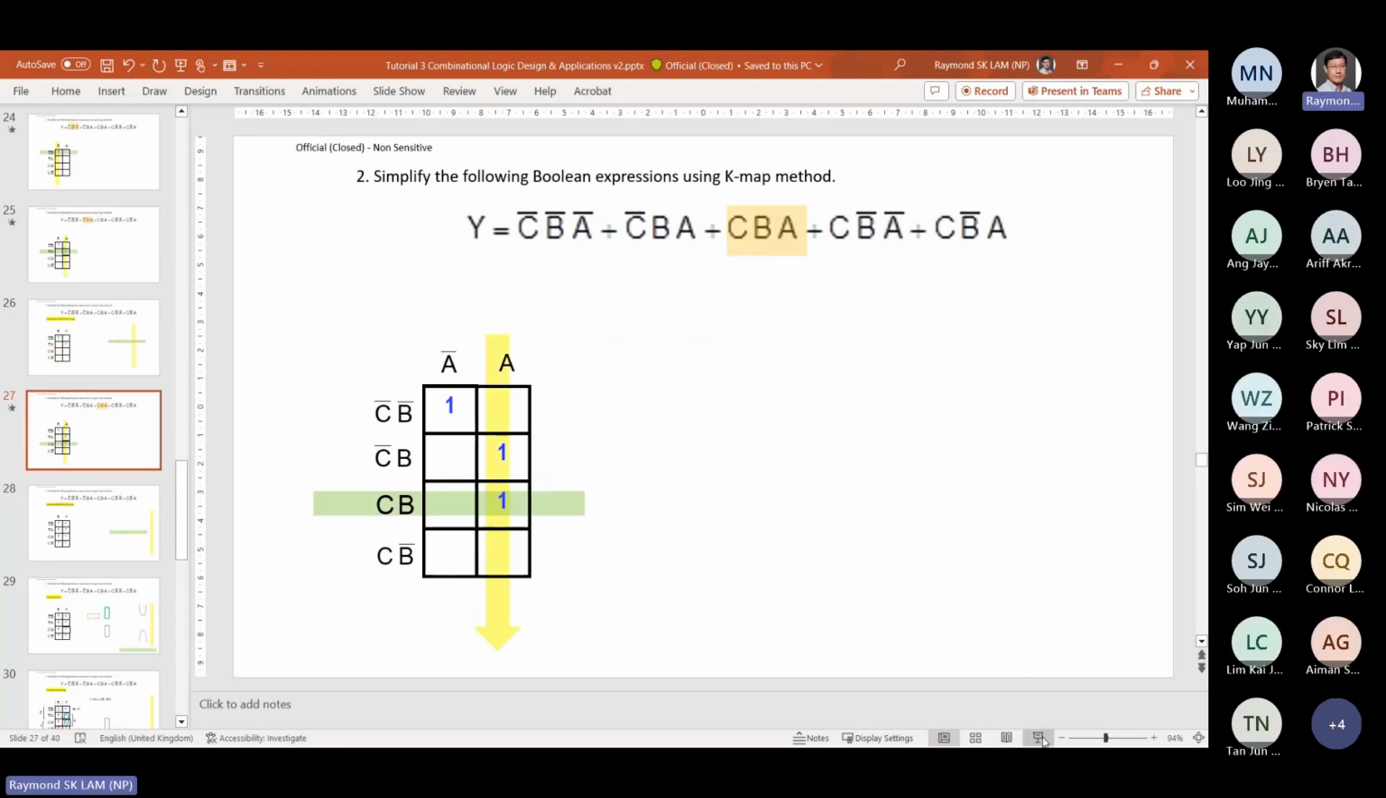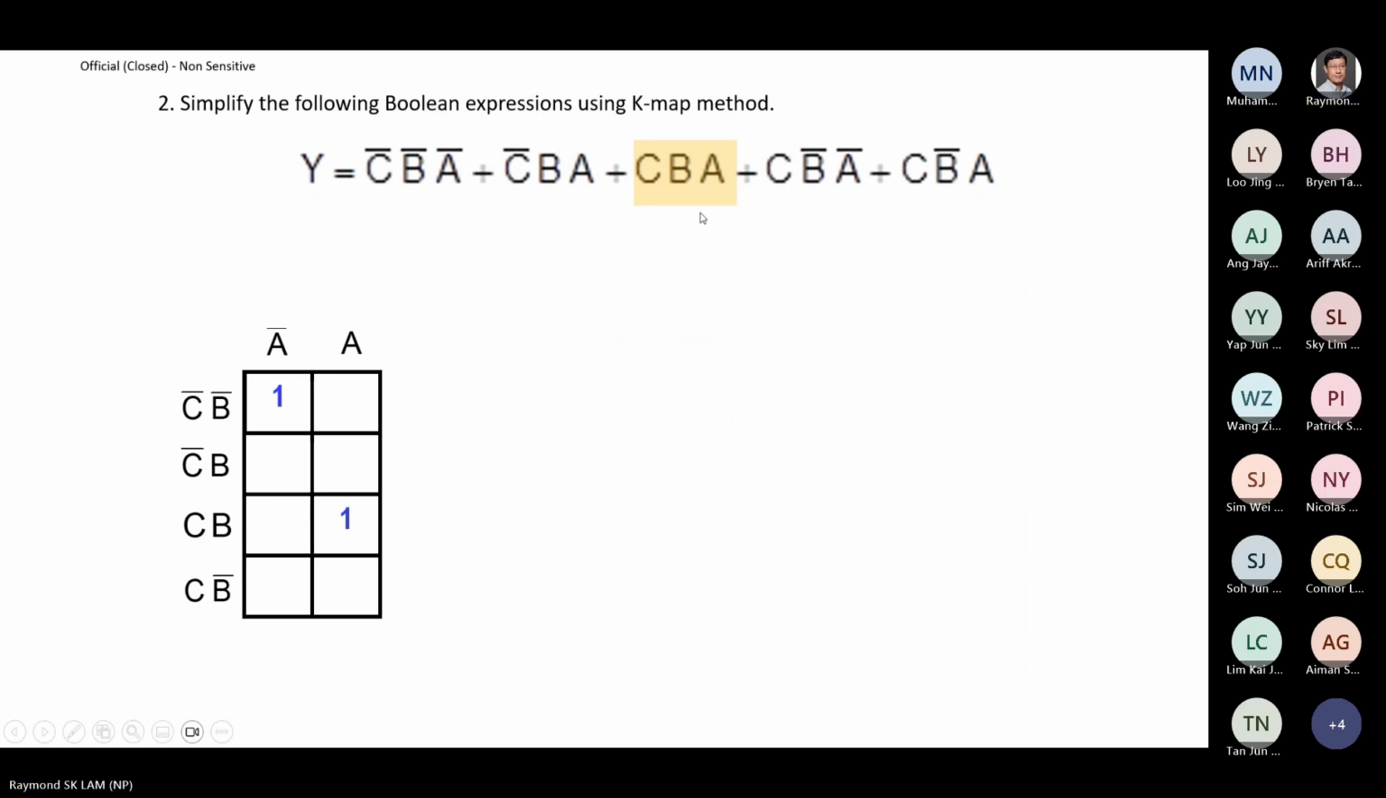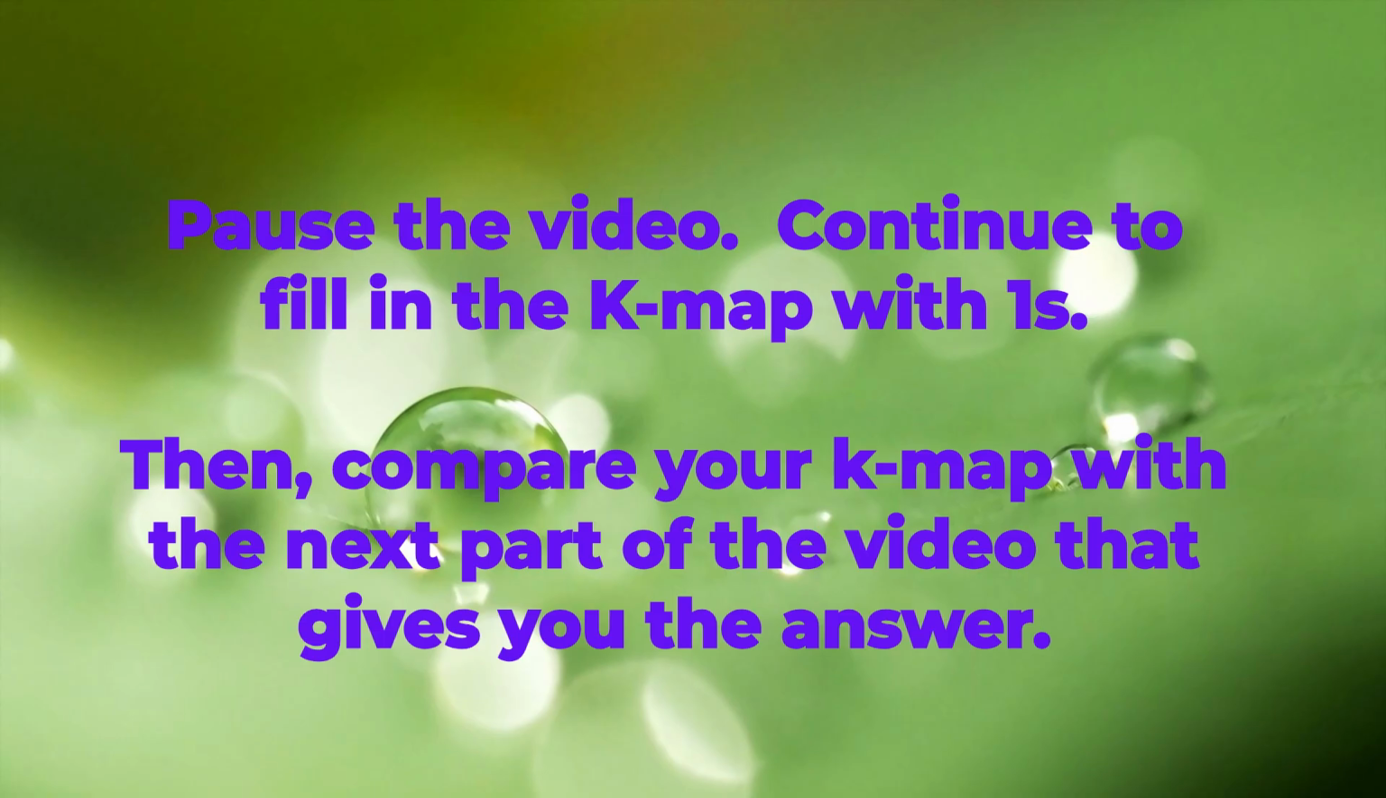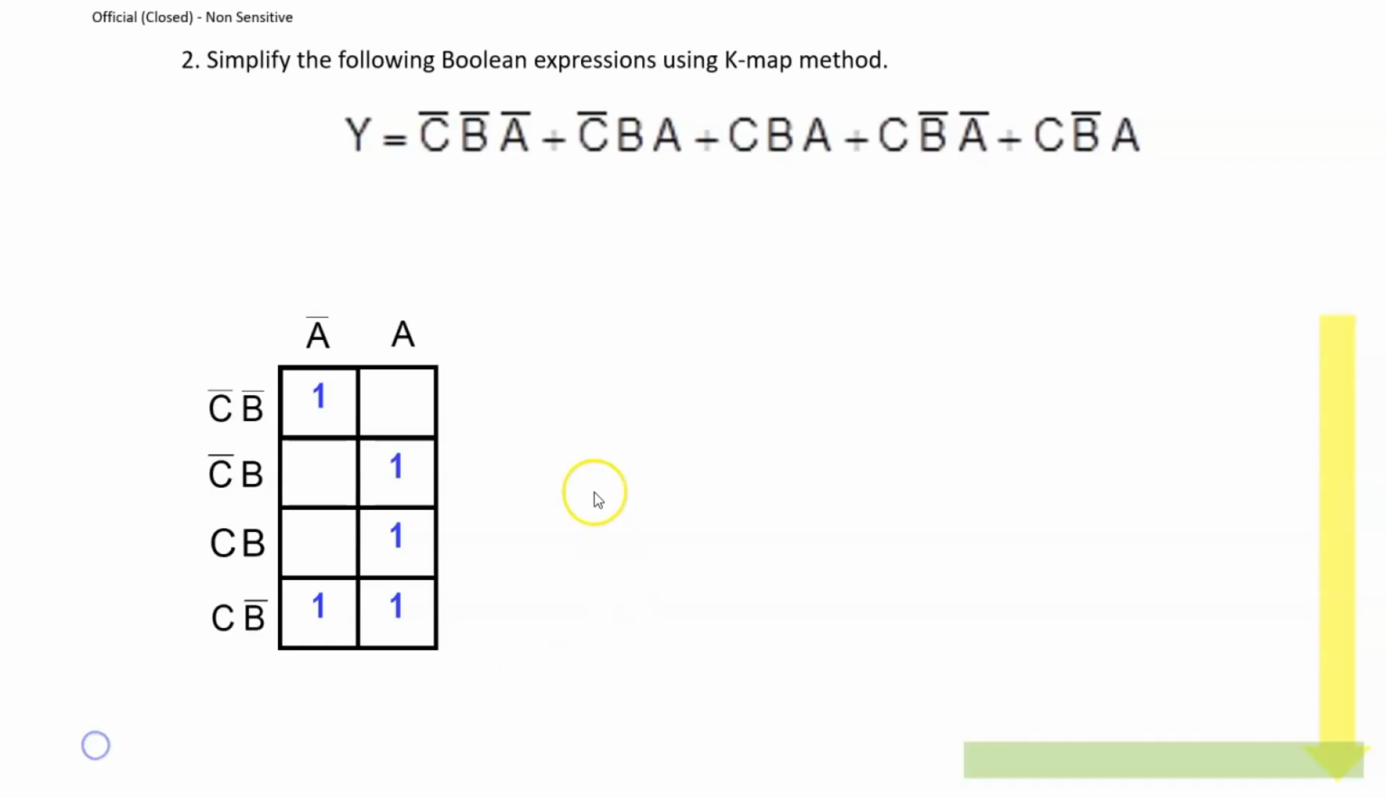You look at the next one, CBA. CBA will be here. Okay, so if you have done it correctly, in the end you should have 5 ones. 1, 2, 3, 4, 5, because it corresponds to the 5 products here.